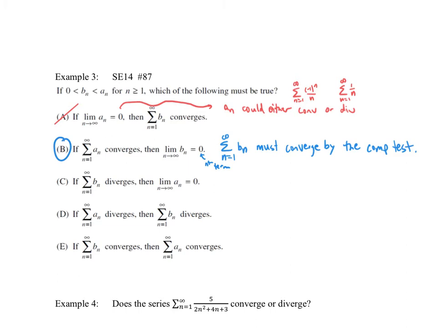Let's go ahead and discuss the other ones just so that we learn a little something from this. So if B diverges, A must diverge.